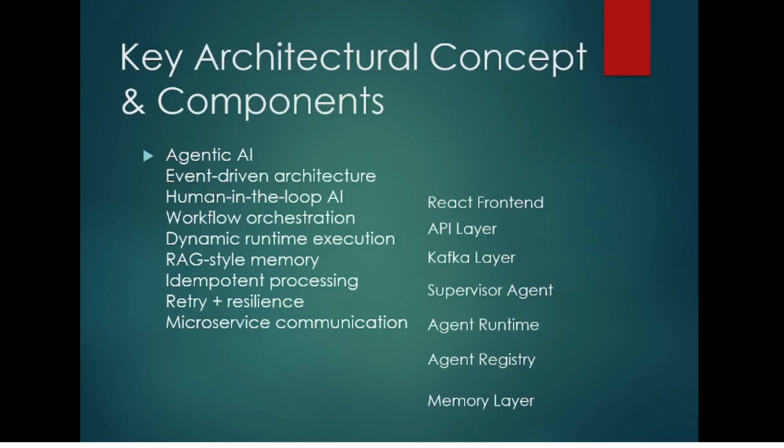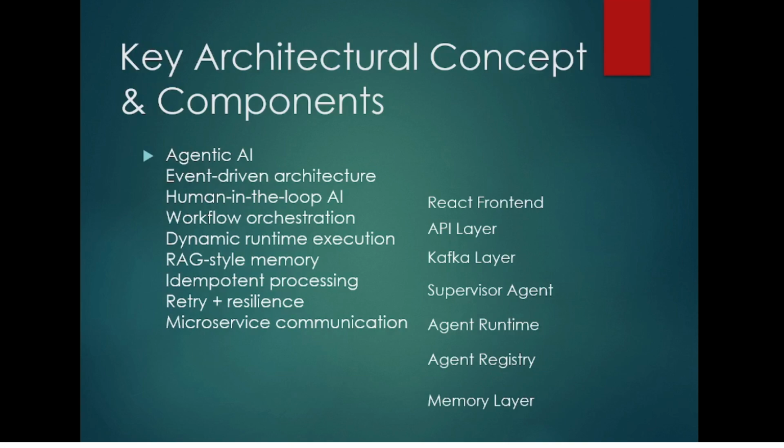So what is the KYC architecture concept? We have now moved to event-driven architecture. We have introduced human-in-the-loop AI, workflow orchestration, dynamic runtime execution, and RAG-style memory. Even though the memory has not been used in full capacity, there is a memory also. Idempotent processing avoids duplicates, and retry and resilience handle any failure. It will try 3 times, and if it still fails, it will gracefully go to the DLQ. Everything has been discussed between parts 1 to 10. And then there is microservice communication.